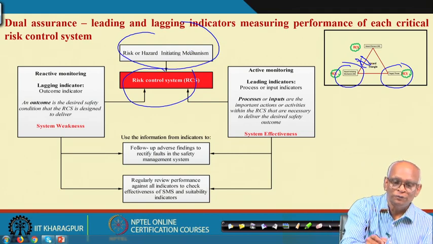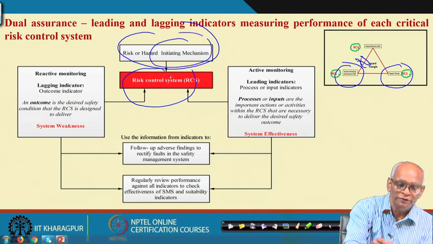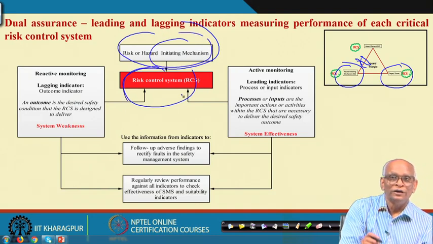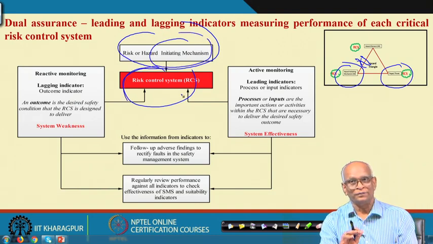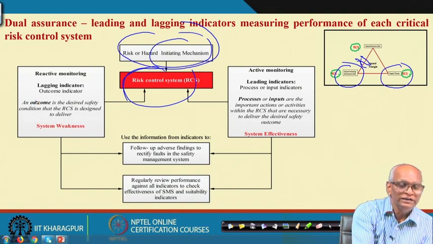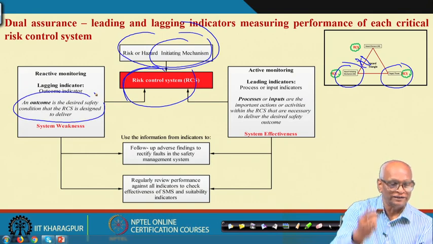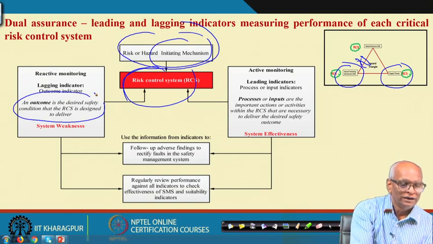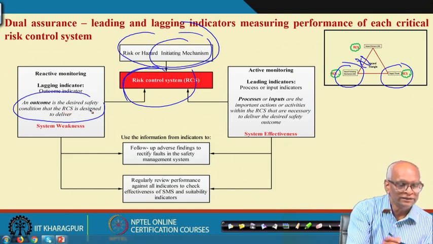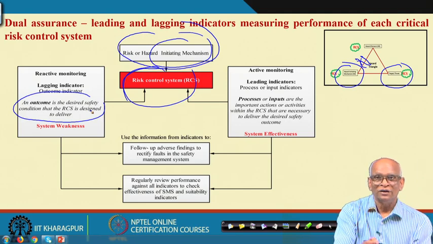So, you have the initiating mechanism, you have put the risk control system. Now, the risk control system, how effectively is it working? What is the outcome of the risk control system? What do you expect? An outcome is the desired safety condition. Is it happening?